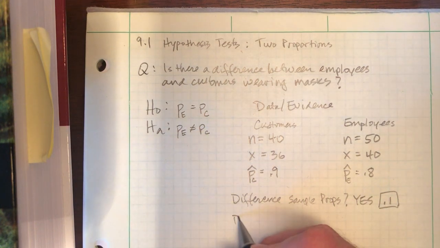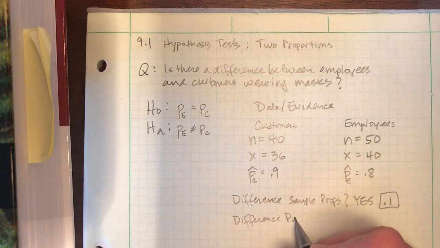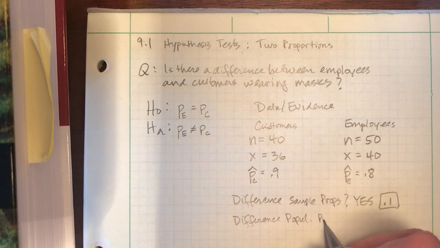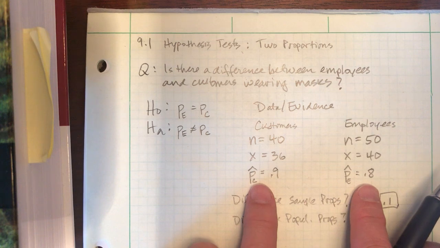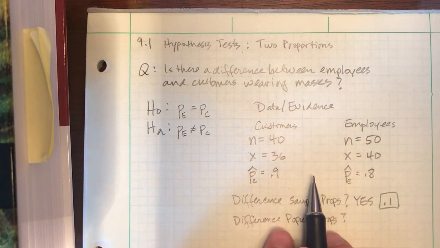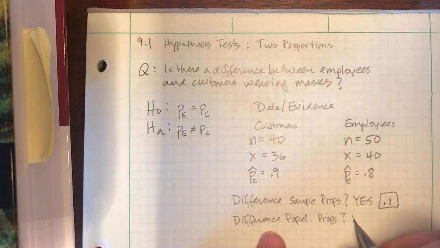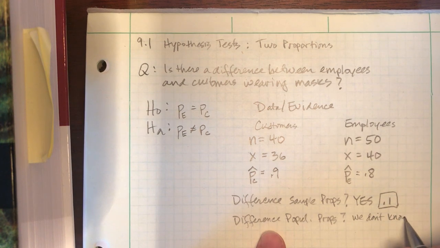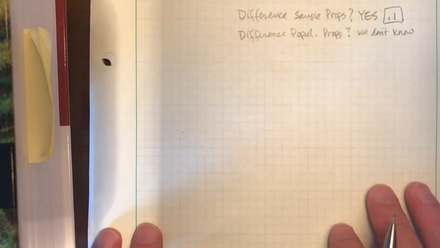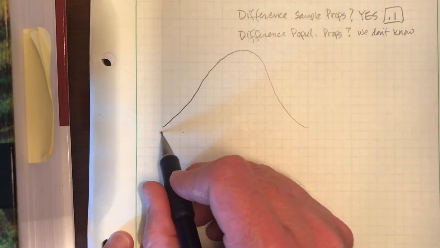The bigger question we're trying to answer, though, with the hypothesis test is always this. Is there a difference in the population proportions? That's what we're trying to answer. My evidence clearly shows a difference, but I don't care about these 90 people. I want to know, is this true overall? And the answer for this right now is we don't know yet. And that's why we need a test. So let's head to our normal curve and start labeling things.